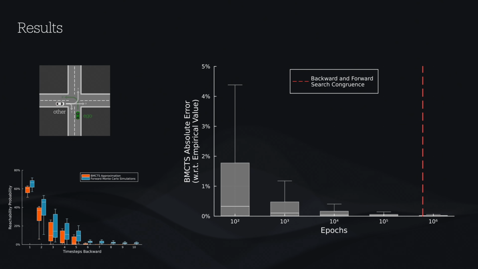Another result that we have is essentially telling us how many forward searches must I have done to have the equivalent of one backward epoch. And that tells us that one backward epoch is essentially equal to almost 100,000 forward simulations, which tells us how scalable our backward search method is.